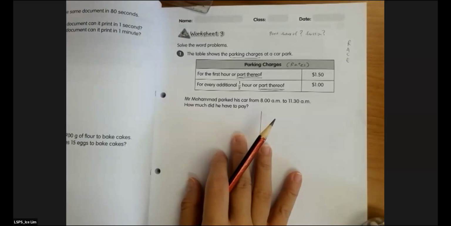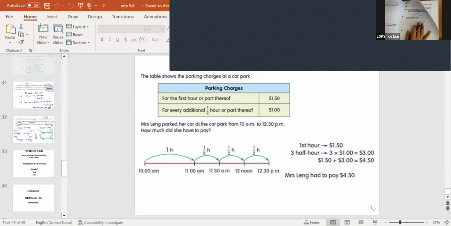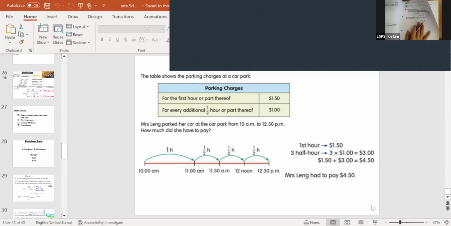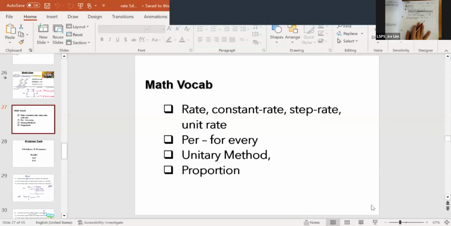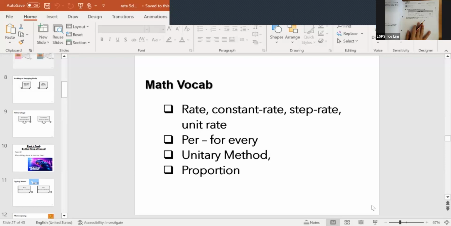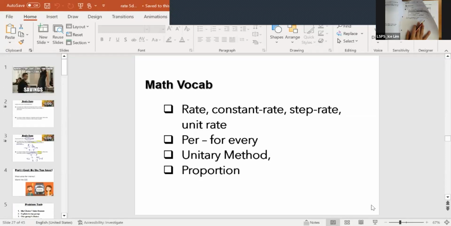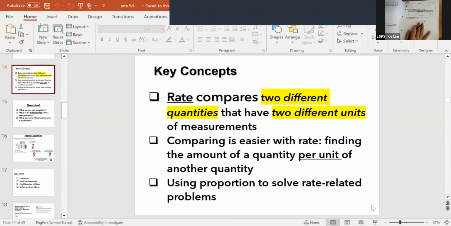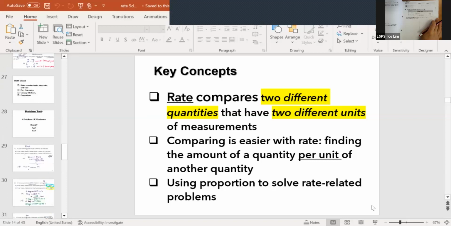Do you remember? Shall I do a quick share screen again? I'll show you the maths vocab again. Just to recap, what are the things you have learned? Rate, we are familiar with that. The meaning of rate is the comparison of two quantities. Okay, rate compares two different quantities and two different units of measurement. So units of measurement is important. With rate, it's easier to compare, and it's even easier if we do it by per unit of another quantity, so per unit rate. Okay, then the math vocab that we have encountered.